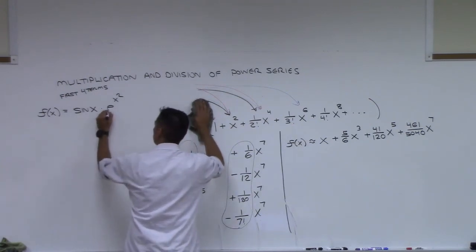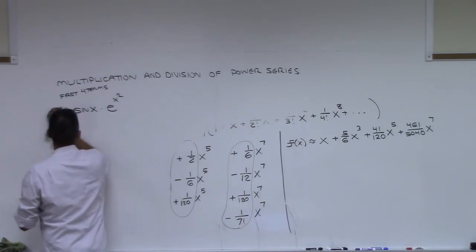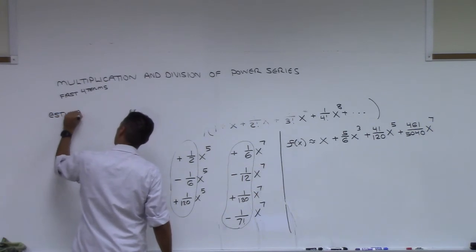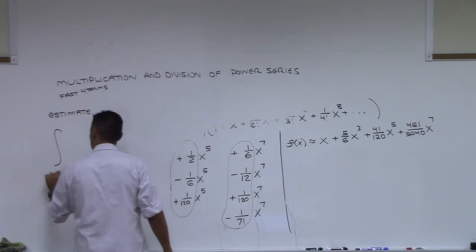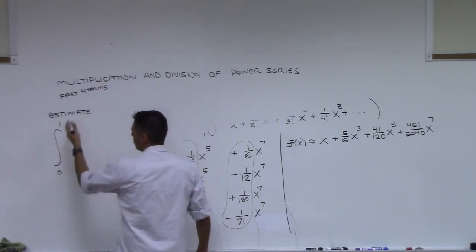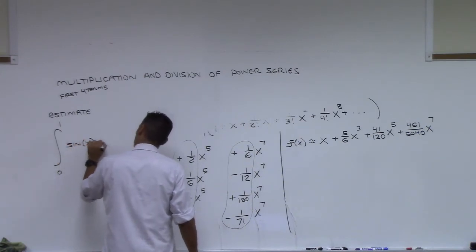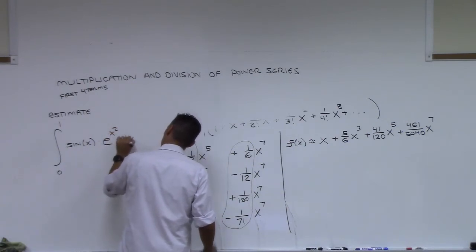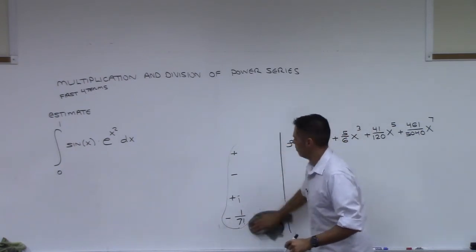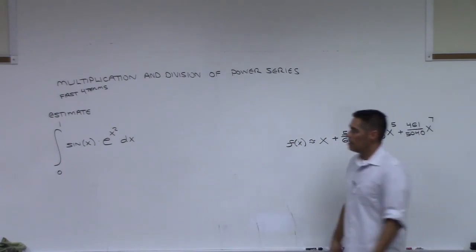I wish the projector was working. So here's what I'd like for us to do. Estimate this integral. I'm going to go from 0 to 1 because it's easy to work with. All right, so we want to estimate that.